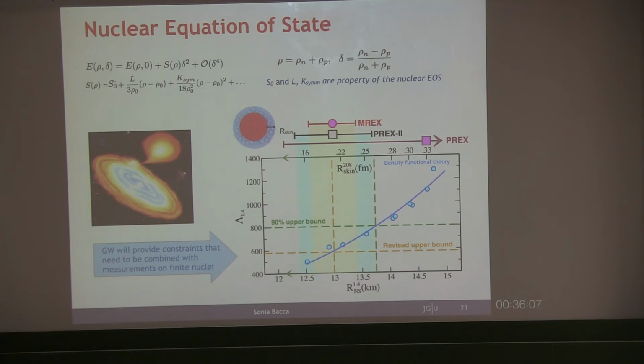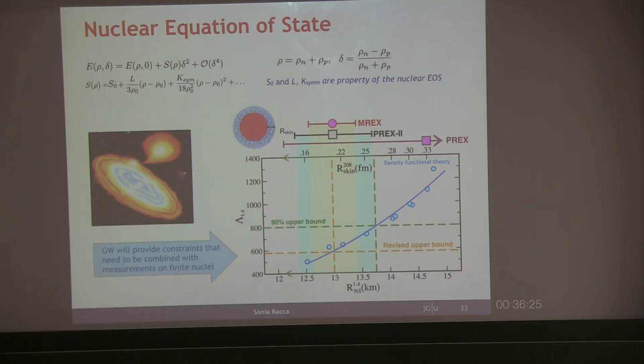You can actually, or you should actually, combine the constraint from gravitational waves with other constraints that you have from measurements done in the laboratory on finite nuclei. And the main message is shown here. This is a complicated plot I will try to explain.